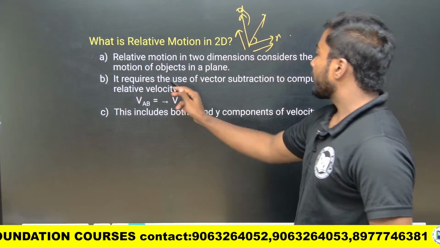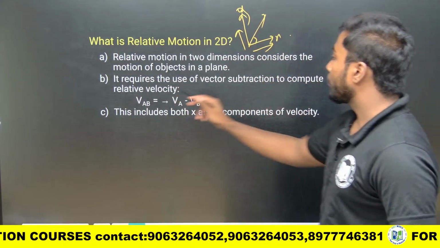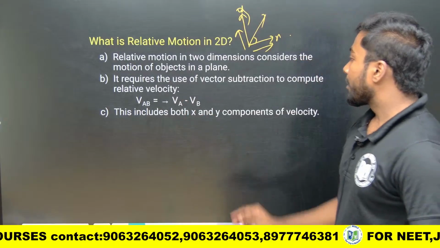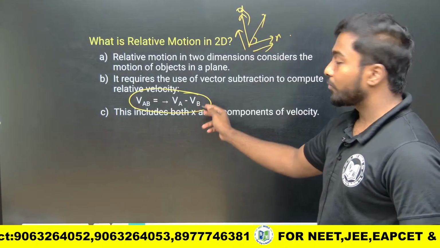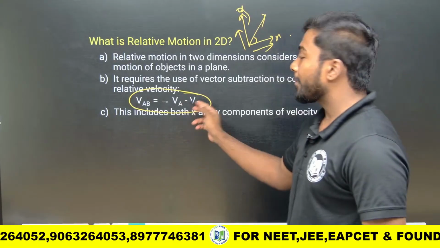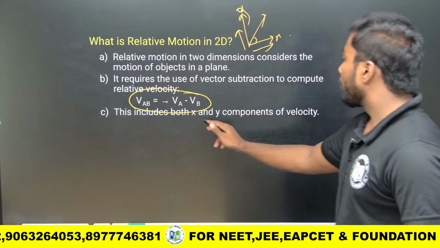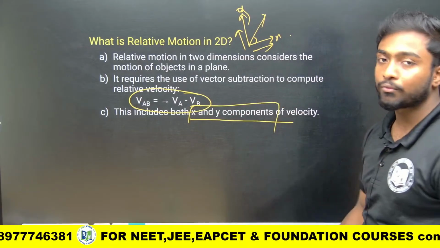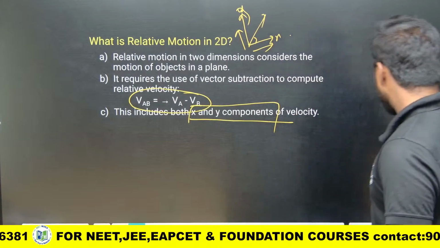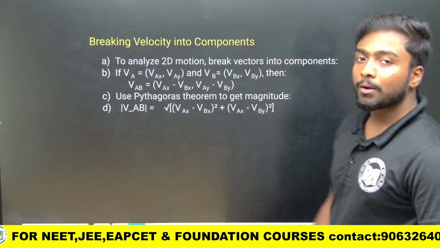It requires the use of vector subtraction to compute the relative velocity. But we are going to use the same formula only. VAB is equals to VA minus VB, or VBA is equals to VB minus VA. This includes both x axis and y axis, the x component and y component of the velocity, right? While doing problems we will be able to understand.